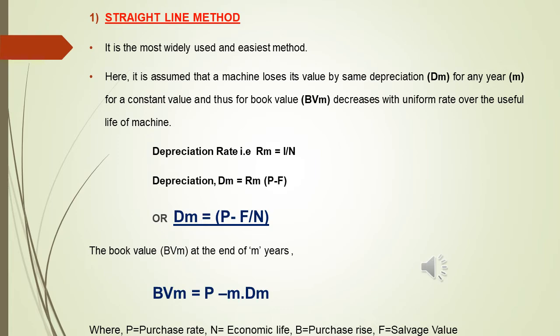For problems, they might give details of any equipment and ask you to find depreciation, total depreciation, and book value. Depreciation is DM, then total depreciation you calculate through DM, and then you calculate the book value. For example, at the end of 5 years, what will be your depreciation? That is how questions usually come. So let us go through one example question.